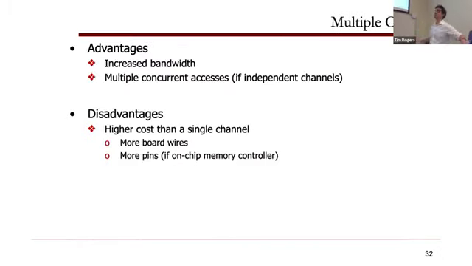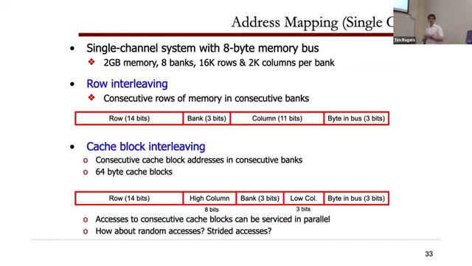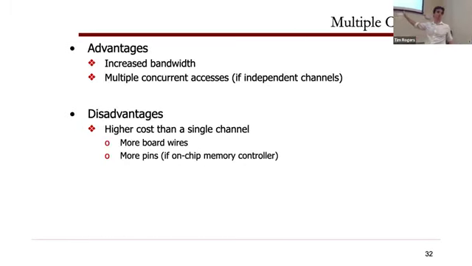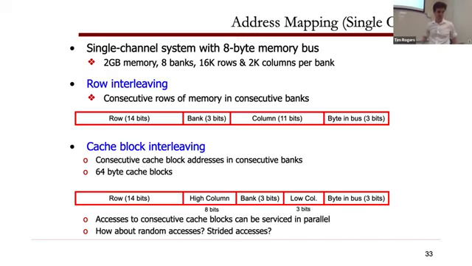Advantages here. So multiple channels. This is another way to increase the bandwidth. So you obviously increase the bandwidth, but the downside is that this is costly because this is a whole new memory controller, more board pins, etc. But it helps. So questions on memory channels. You guys should know memory channels at this point, or at least be able to distinguish them. Let's do some address mapping.